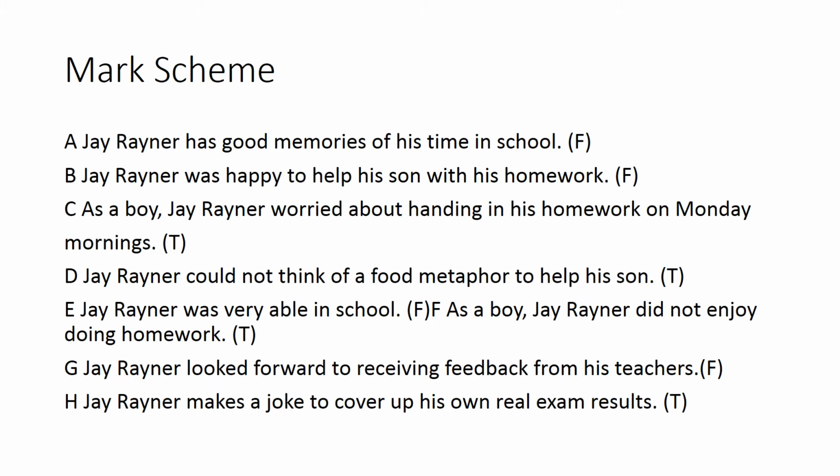So in D, again, I think D's really straightforward. Jay Rayner could not think of a food metaphor to help his son because it's printed there right on the page, and that one's straightforward for us to look at. Looking at E, Jay Rayner was very able in school. It's very clear from the last paragraph he wasn't, so we know that one's false. We're looking at F. As a boy, Jay Rayner did not enjoy doing homework. That one is true, and again, that's pretty clear from the passage. You can actually say what he's written down there. In G, Jay Rayner looked forward to receiving feedback from his teachers. Well, he actually tells us that he isn't, so we know that one is false.